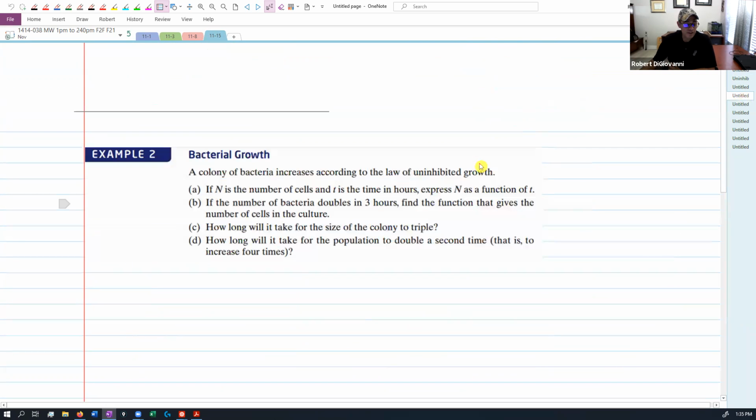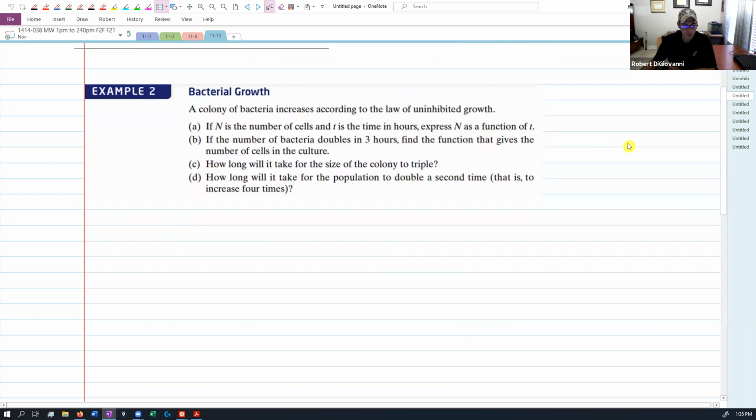Okay, let's look at our next example. Read through this. We've got uninhibited growth of a bacteria. They have not given us a formula. Do you all see that? We do not have a formula. All they've said is that we have uninhibited growth.